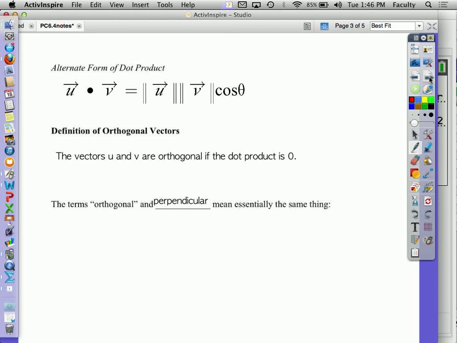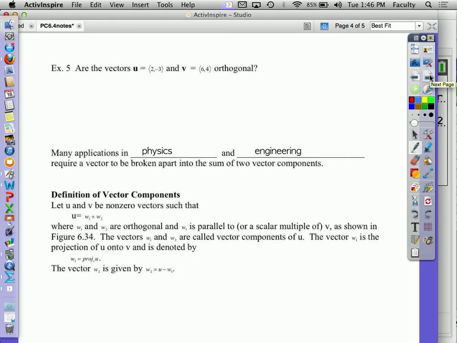Are you okay? All right, example 5 says, are the vectors u and v orthogonal? So what do you have to do? Multiply them. Do the dot product. So take 2, -3 times 6, 4. So that's what? 12 plus -12, which is 0. So it's yes.